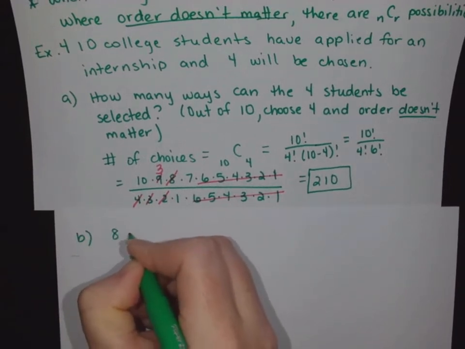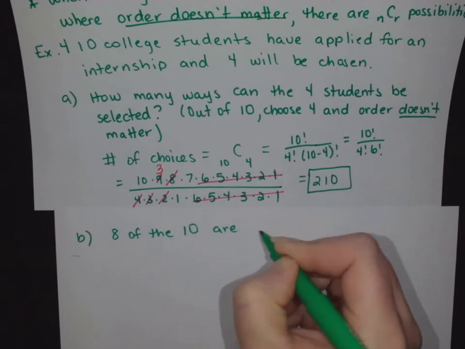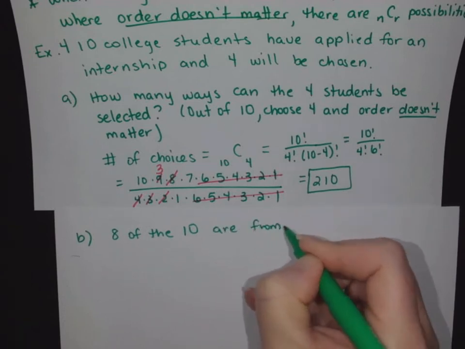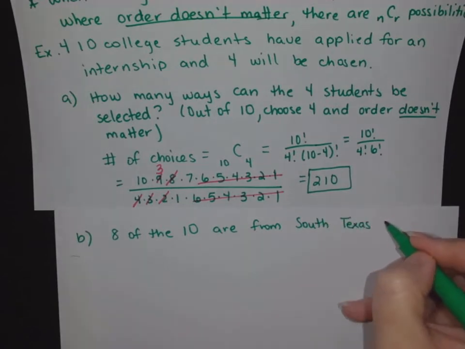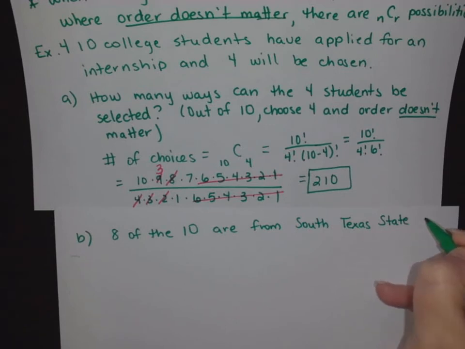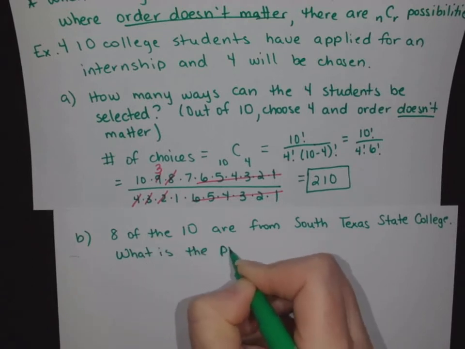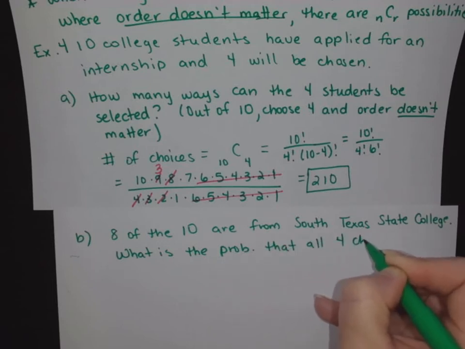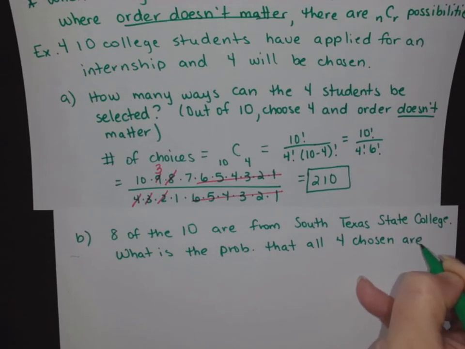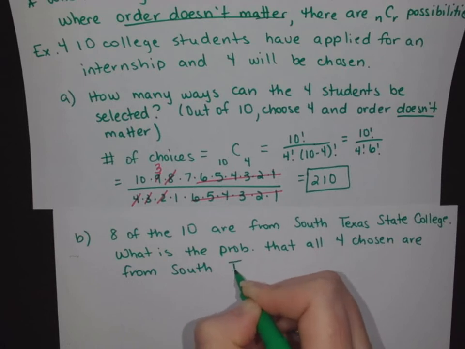All right, so let's say that we're still in the scenario where we're choosing this internship. So let's say 8 of the 10 are from South Texas State College. So now I want you to tell me what is the probability that all 4 chosen are from South Texas State College.